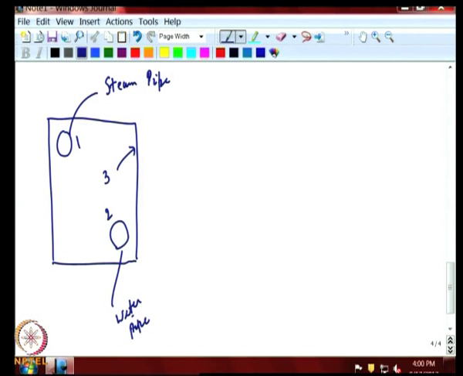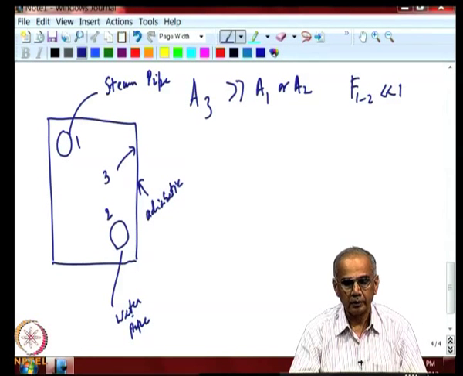And the main requirement here is that A3, the room, is very large, typical in many situations in industry. A3 is much larger than A1 or A2. This is a 3 surface enclosure, and you can assume the room is adiabatic. And since A3 is much greater than A1, A2, all of you can visualize that F12 is much less than 1, because the two pipes are far apart.